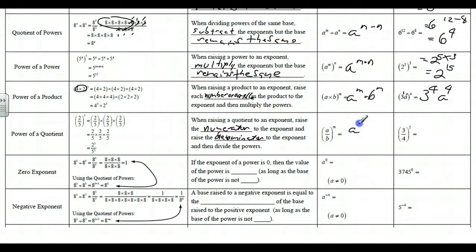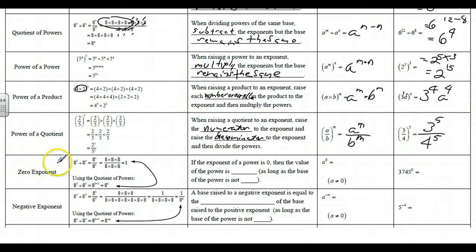So this is a to the m divided by b to the m, in this case here, 3 to the 5 over 4 to the 5.